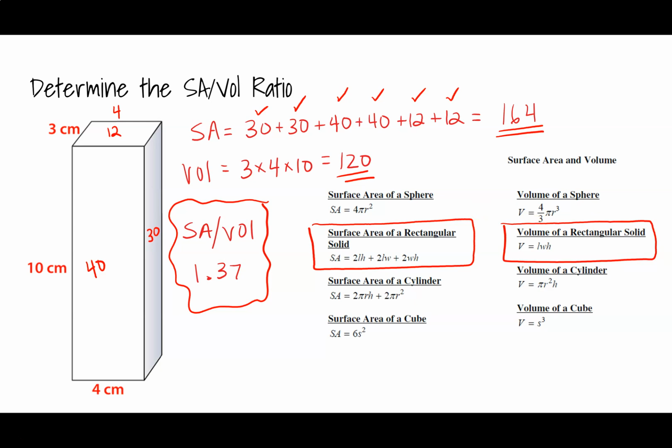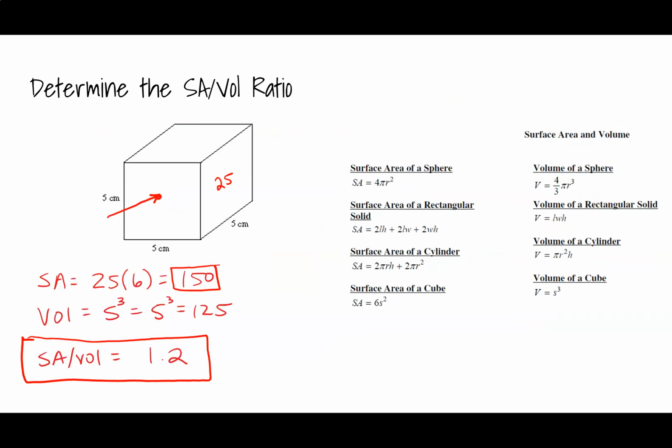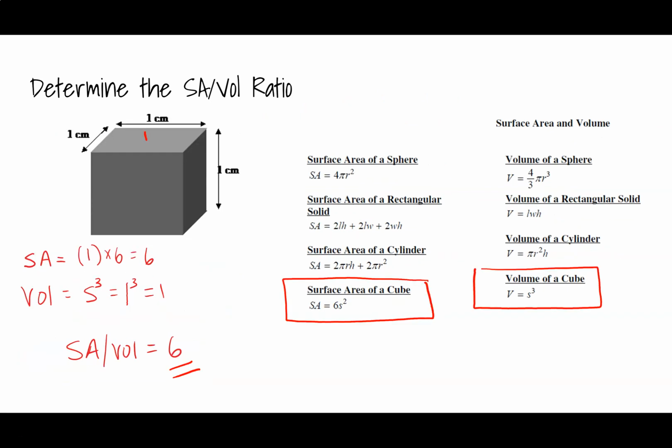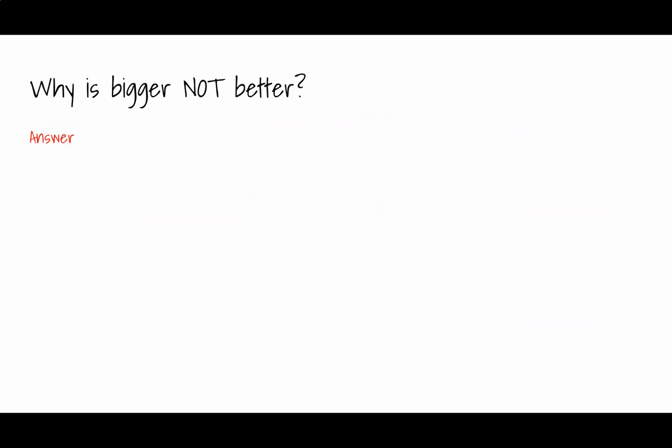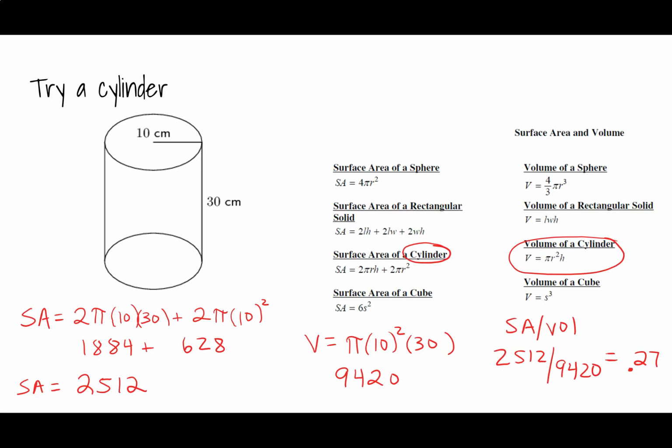But this long and skinny one is better than this 5 by 5 by 5 cube, but not as good as the 1 by 1 by 1 cube. So does that make a little bit more sense? The bigger the surface area to volume ratio, the better. Okay, so why is bigger not better? Because if it's too large, it's too hard to exchange materials with the outside environment, and too hard to get stuff into the center and too hard to get stuff out from the center.